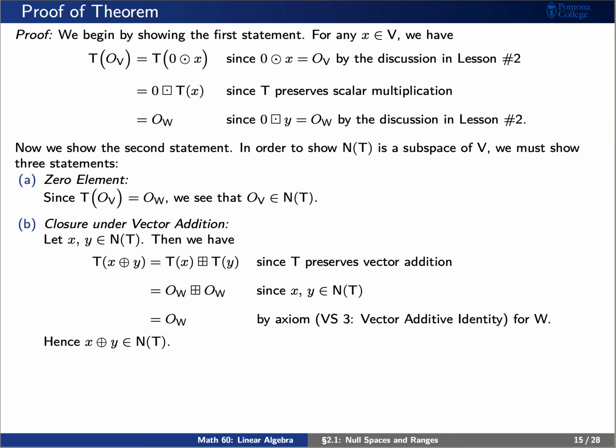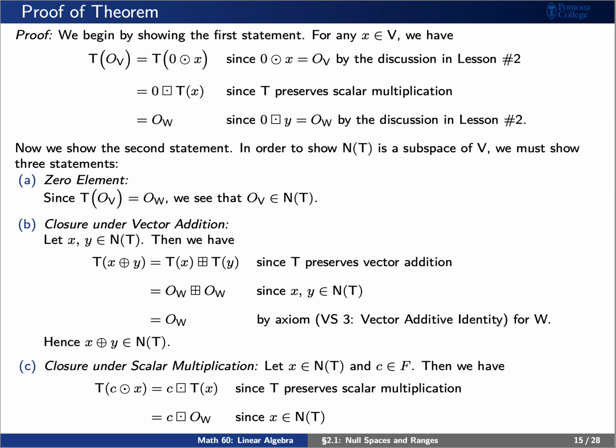Next, we'll show that the null space is closed under vector addition. Take two vectors x and y that are in the null space. Recall that what this means is T of x is the 0 element of W, and T of y is the 0 element of W. Now, if we were to take the sum of these, x plus y, and apply T to this, then we will find T of x plus y is T of x plus T of y is 0 plus 0, which is just the 0 element in W. Hence, the sum x plus y must be in the null space.